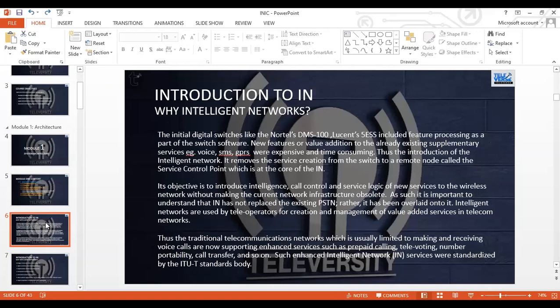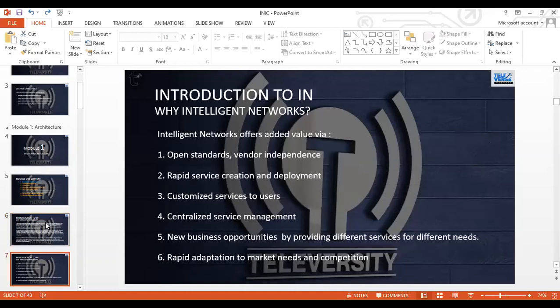All right, so that's just what the IN stands for. Okay. All right, so moving on. The intelligent network offers added value, so value addition. So we could talk of open standards, vendor independence. All right, so what was the meaning of open standards, vendor independence?